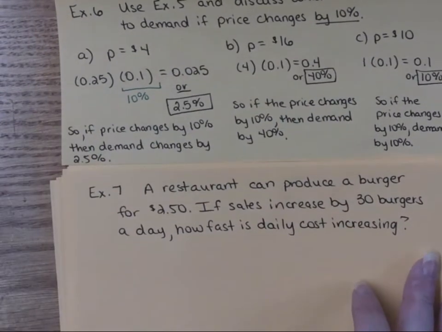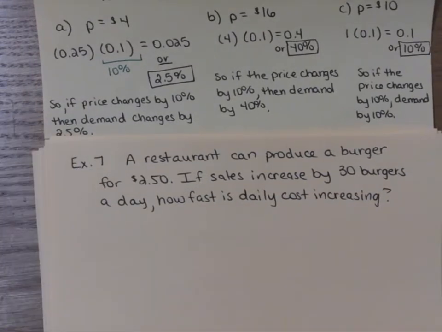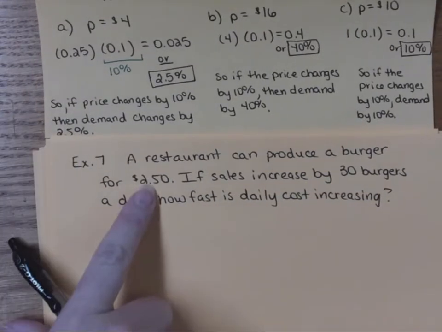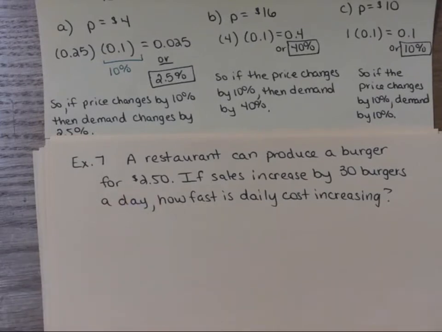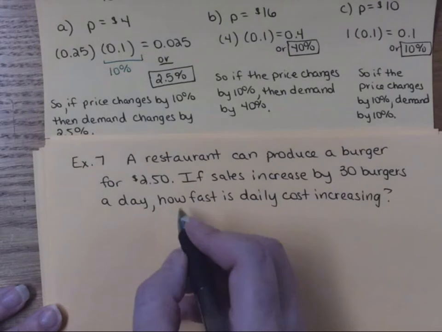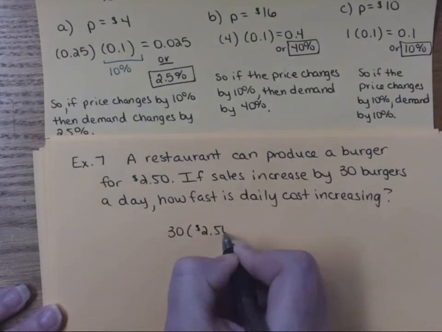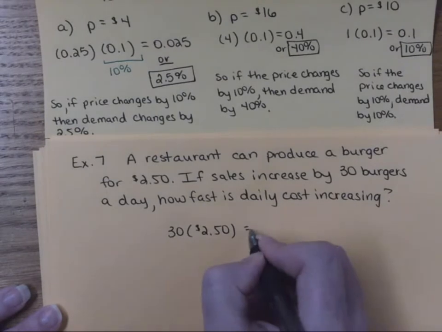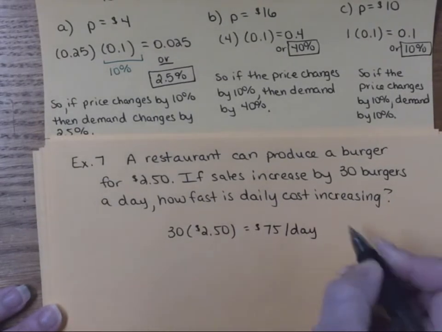So notice, we actually already have all the information we need, and we don't even really need a formula for this, okay? Every single burger is costing the company $2.50, so if you increase sales by 30, how fast is the daily cost increasing? Well, you would just take 30 times each one of them cost an extra $2.50, right? And so it would be $75 per day, okay?